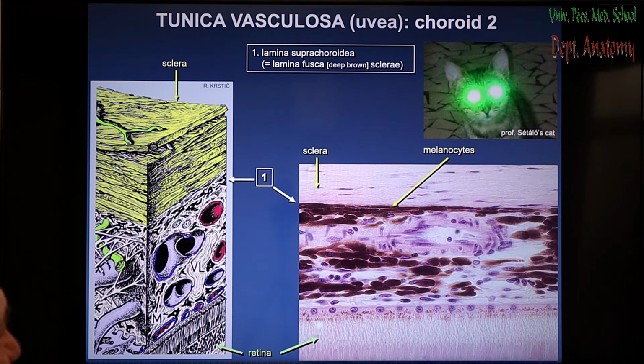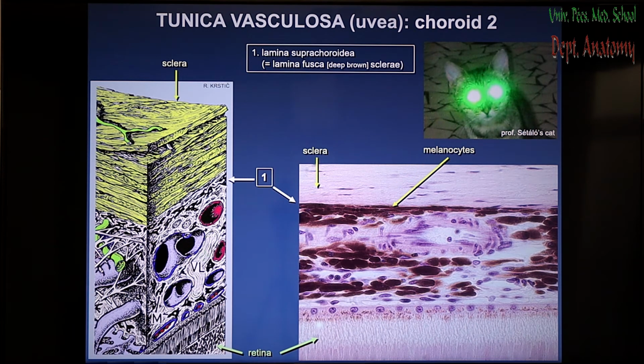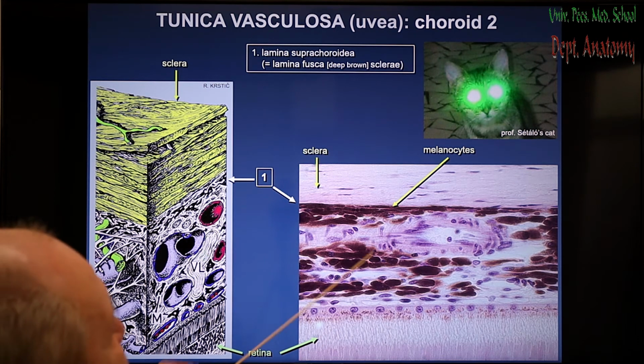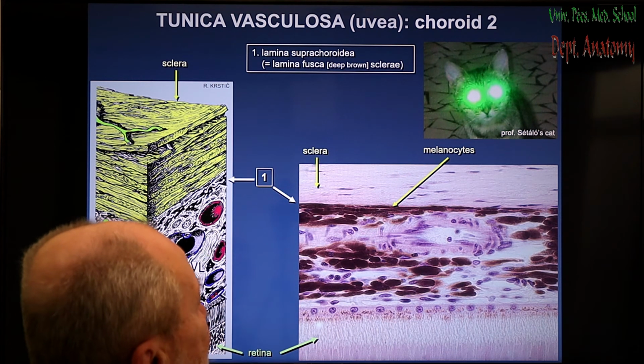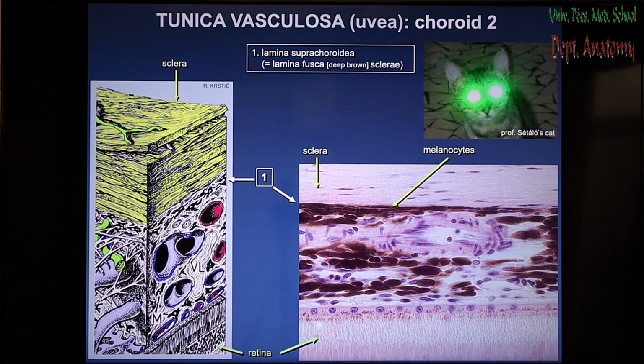Now the presence of melanocytes, first of all, the melanocytes make the deep brown color of the uvea itself, and this is what fusca means, deep brown. So this comes from the presence of melanocytes, and the animals moving at night. This one is the picture taken from the cat of Professor Sétáló. They extremely reflect the inflowing light from the eyes, and that is due to the presence of melanocytes.